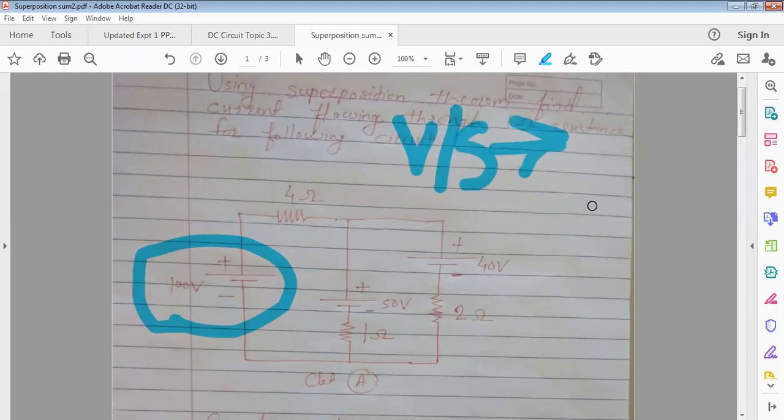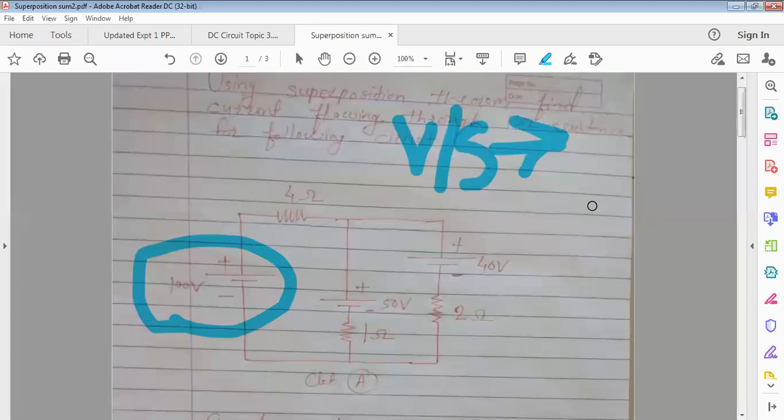According to the superposition theorem, the first step is to check whether the circuit is linear bilateral or not. It's linear bilateral. Second, minimum 2 sources must be there. If 2 or more than 2 sources are there, you can apply superposition theorem. If only a single source is there, you can't. Here 3 are there, so you can apply superposition theorem. The next step is to consider a single source at a time.